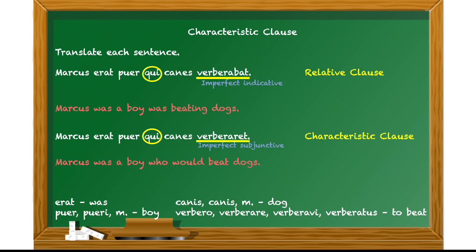That's fact. The second sentence with the characteristic clause says, well, we don't really have enough hard evidence to say that he was in fact a boy who was doing it. The subjunctive indicates the suggestion. He was the sort of boy, the kind of boy who would beat dogs. So a very, very significant difference between the subjunctive mood and the indicative mood, and that produces a very, very significant difference between these two types of clauses.